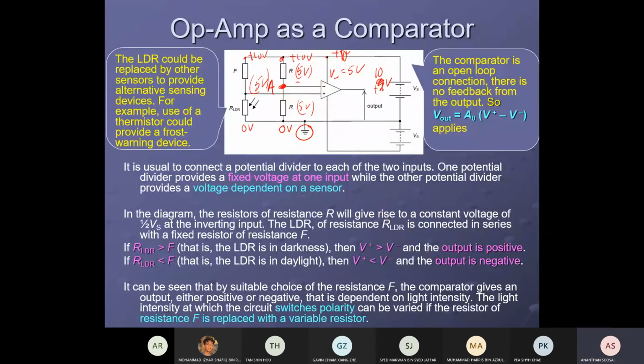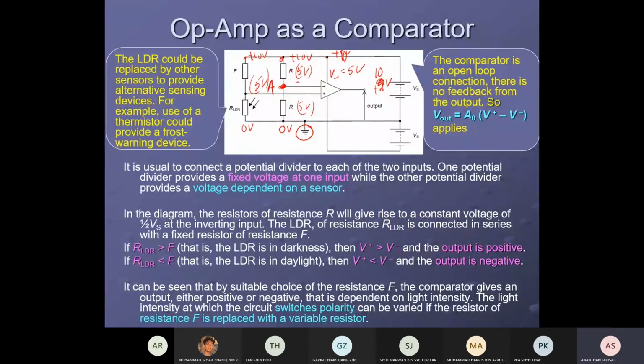Okay, now remember, the voltage at A, the V negative, will be the same as the voltage of the bottom resistance or the top resistance.